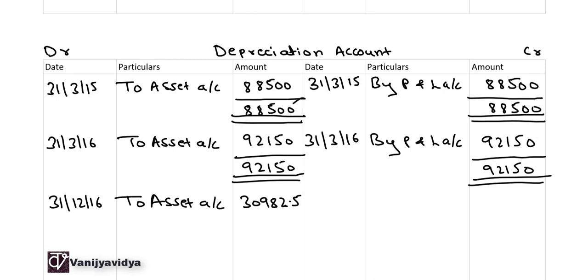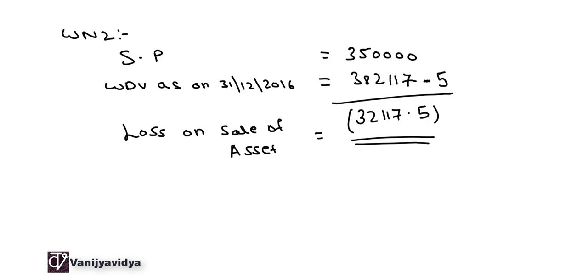Now we have already calculated the loss on sale of asset. Now we need to record this loss on sale of asset in the asset account. What will be the entry for the loss on sale of asset? The entry will be loss on sale of asset account debit to asset account. Since it's a loss and an expense, we have to debit loss on sale of asset account. This is the amount of loss, 32,117.5. Let's record this entry in the asset account.